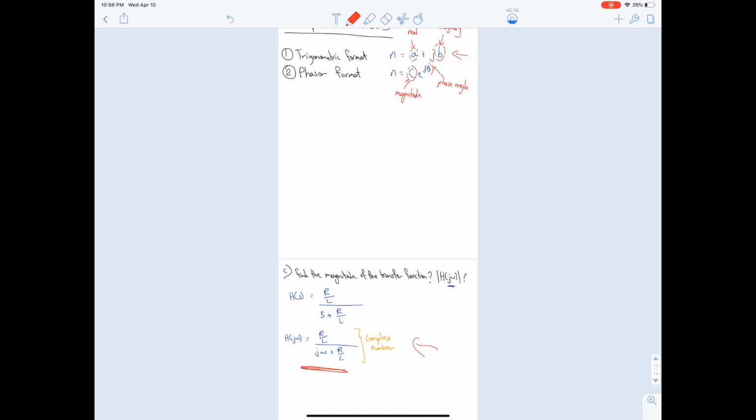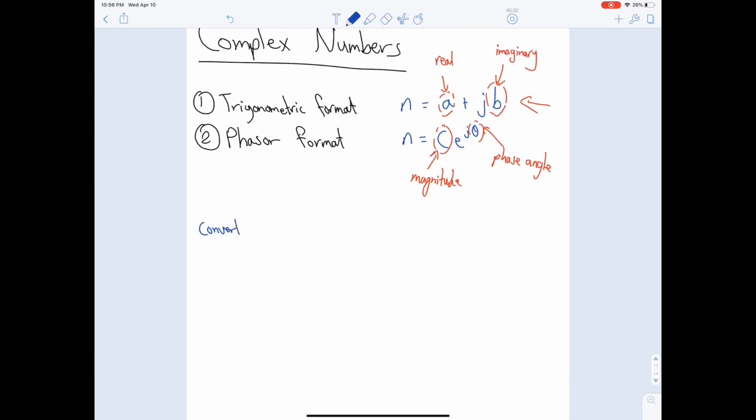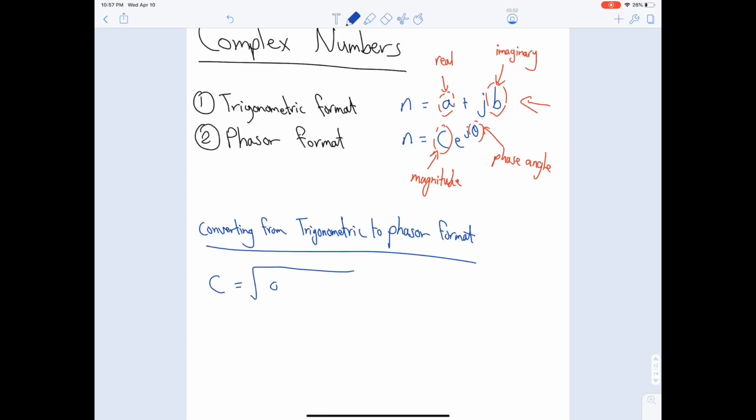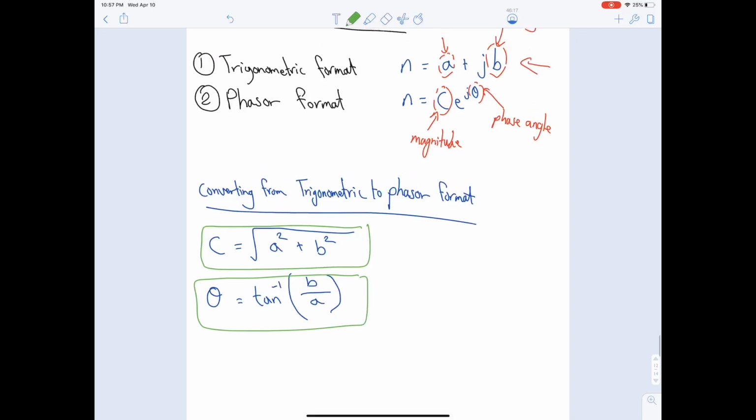Okay, but before I show you how we solve it, let me show you how to convert from trigonometric to phasor format. The magnitude is equal to the square root of a squared plus b squared, and the phase angle is equal to tan inverse of b over a. Okay, those are the two ways of finding the magnitude and the phase angle from the trigonometric format.